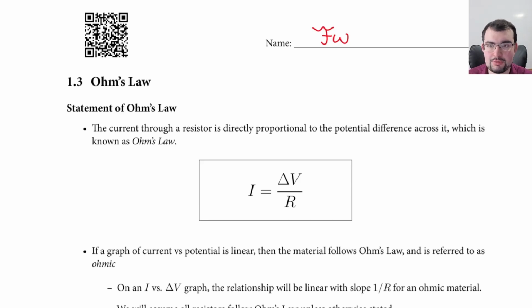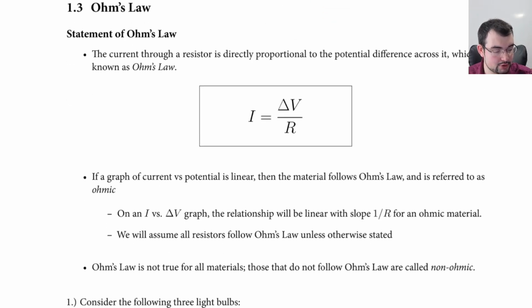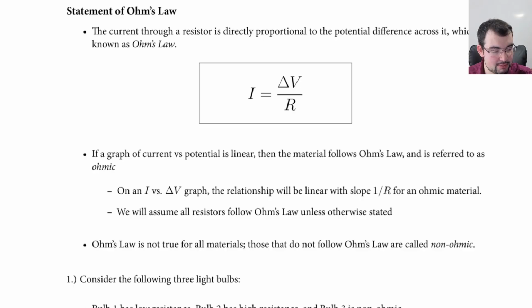Now that we've talked about resistance and where it comes from on the microscopic level, we're going to connect resistance to the other circuit quantities that we've been looking at, current and potential difference. So, we're going to say that resistors in this class almost always follow something known as Ohm's law, which states that the current through a resistor is directly proportional to the potential difference applied.